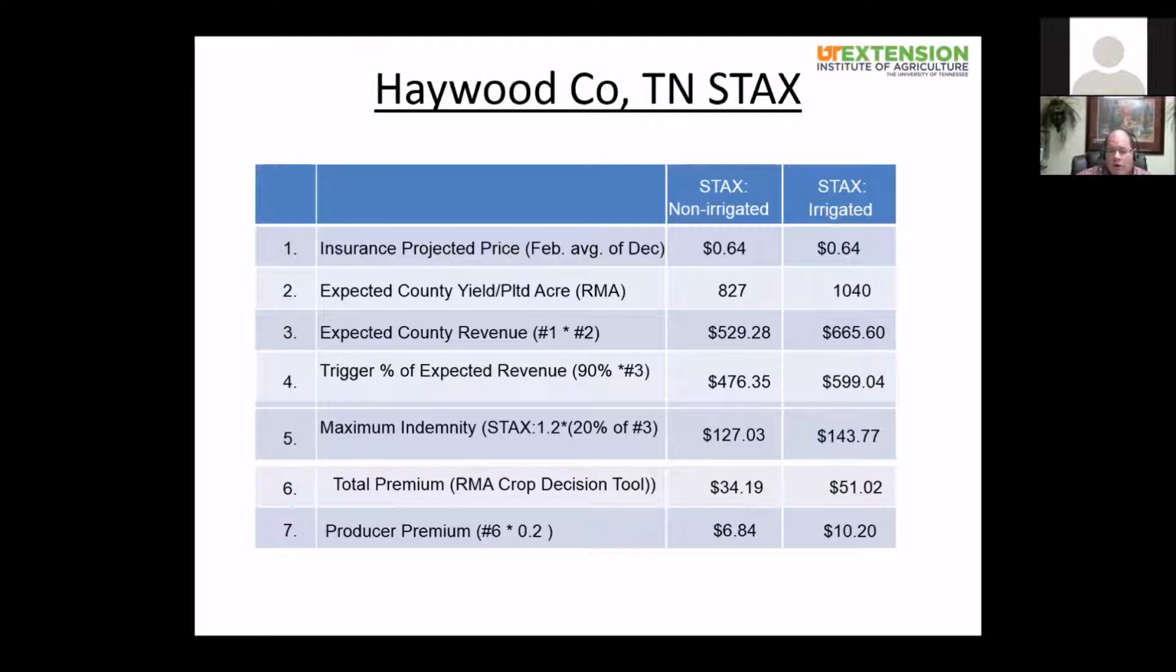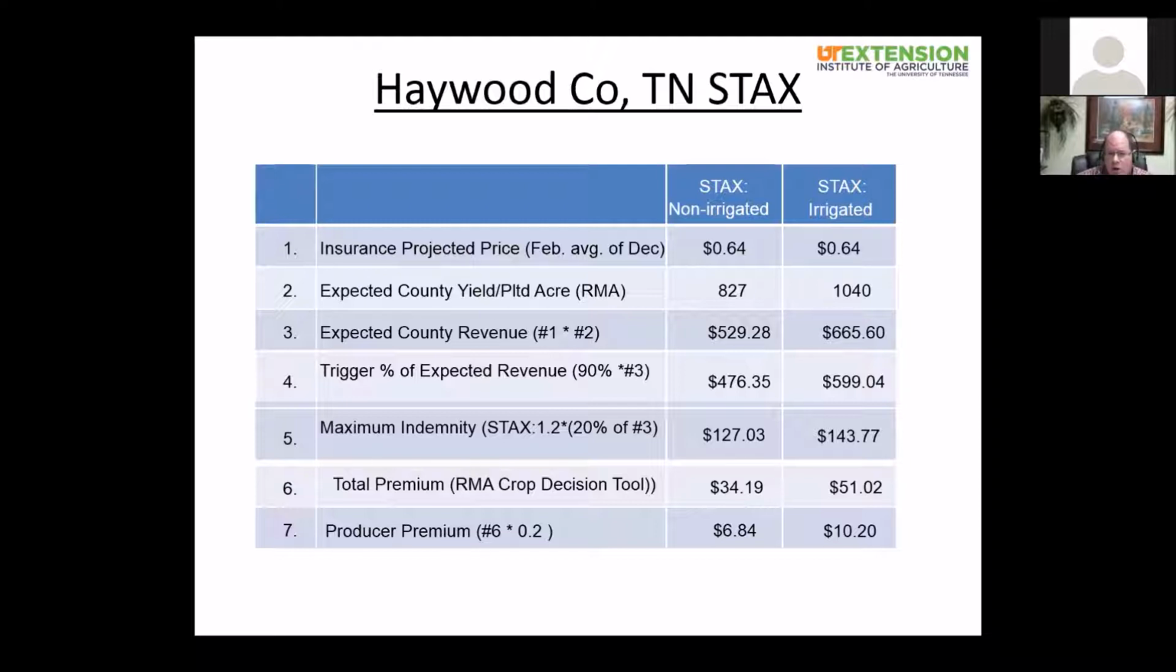And let's go through the non-irrigated first, and then I'll go through the irrigated. So our expected county revenue is $529. So if we selected a policy that would get started at 90% on the STAX, that would be our trigger level. We pick our trigger point, 90%. So it's 90% of the expected revenue. We multiply that times the expected county revenue, and our number then is $476. So that would be more or less our trigger revenue.